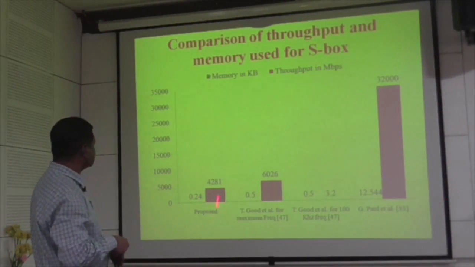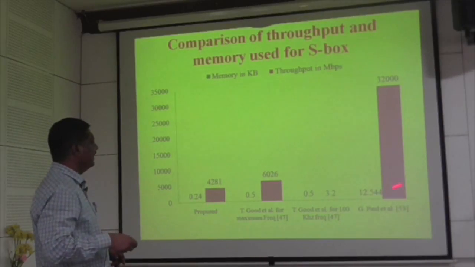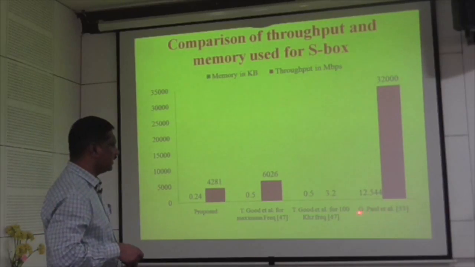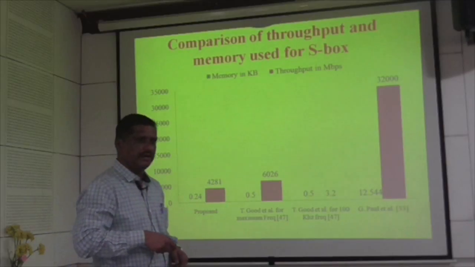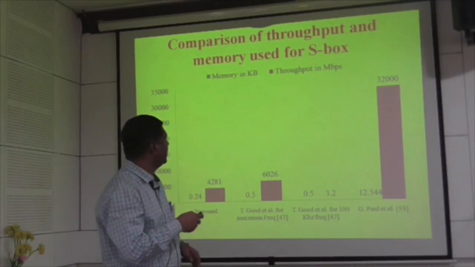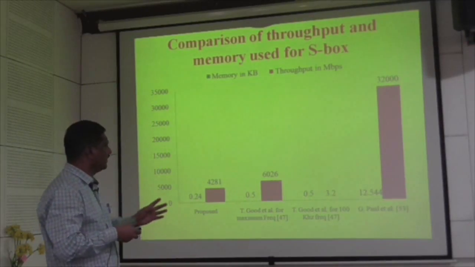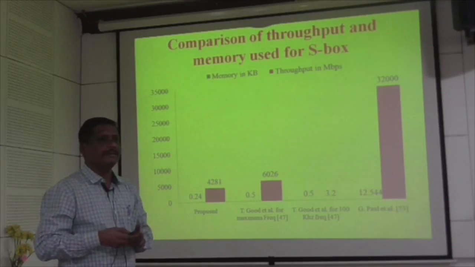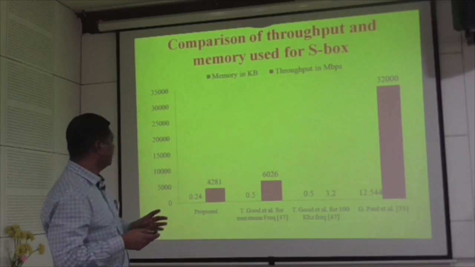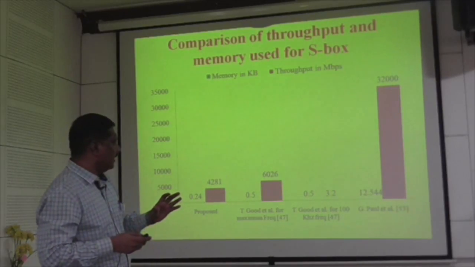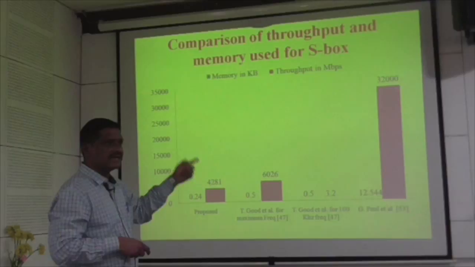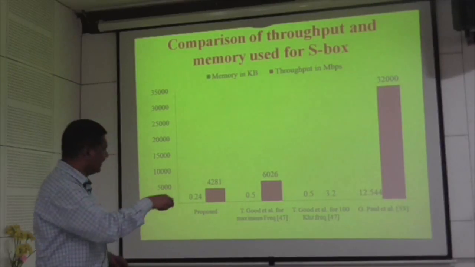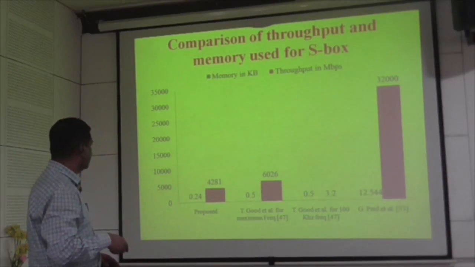Now here, this is the throughput of our design. And the throughput proposed by another researcher, Gautam Pal, is what they have achieved. It is a lot more than our architecture, because they have used another approach, and that approach is nothing but improving the performance of the stream cipher. That kind of approach is there, and that's why their throughput is more than our throughput.